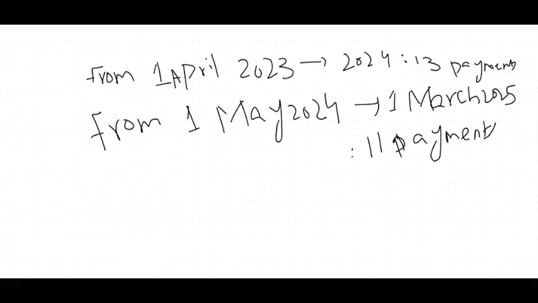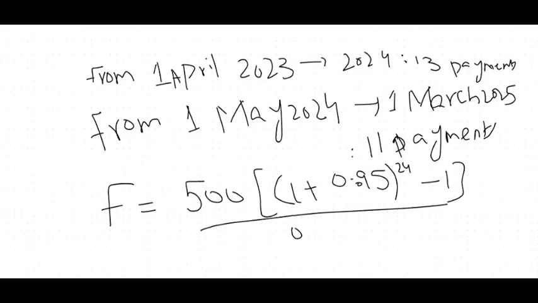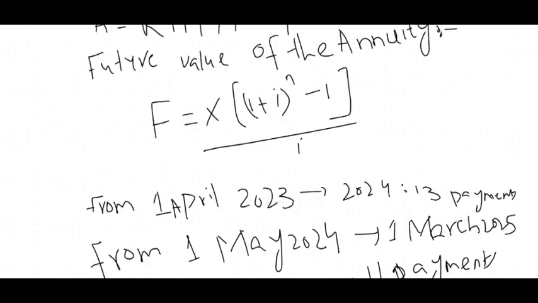So we have F equals 500 into ((1 plus 0.095 divided by 12) to the power of 24 minus 1), divided by 0.095 divided by 12, because I is always this value, as you can see.